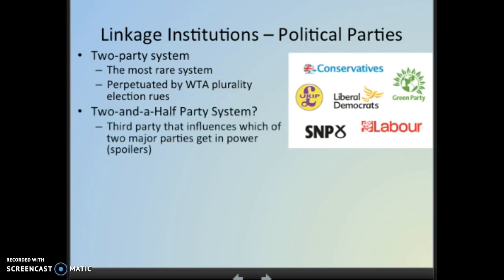All right, 2.5 parties. This is when you have two dominant parties, and then you have a third party, and the third party will influence the outcomes of the elections. So these are kind of like spoilers. You're going to see a 2.5 party system more in the UK.